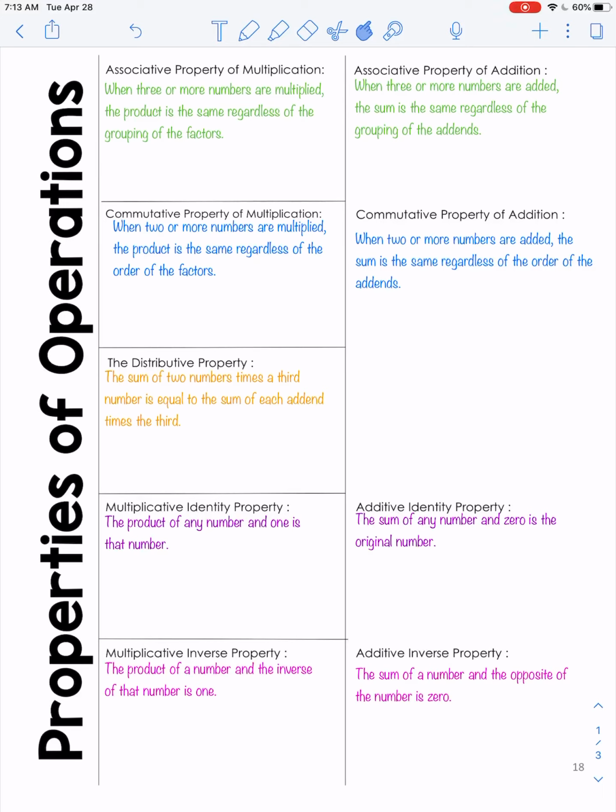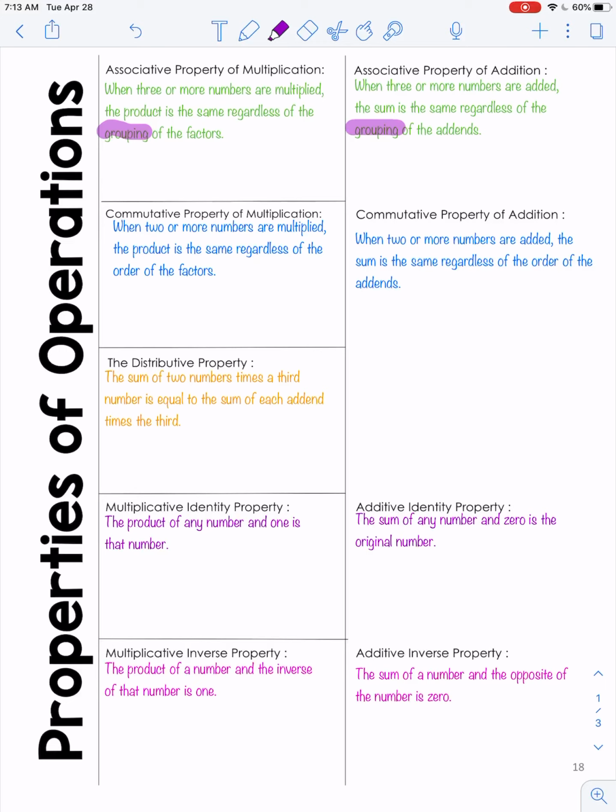So the properties of addition and multiplication are very similar, but there's always a few distinct little differences. So we're starting off today with the associative property. The associative property says when three or more numbers are multiplied or added, the sum or product is the same regardless of the grouping. So the associative property is all about grouping.